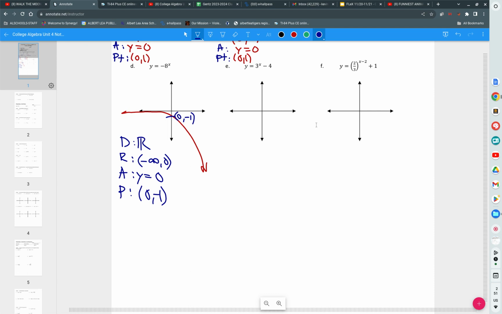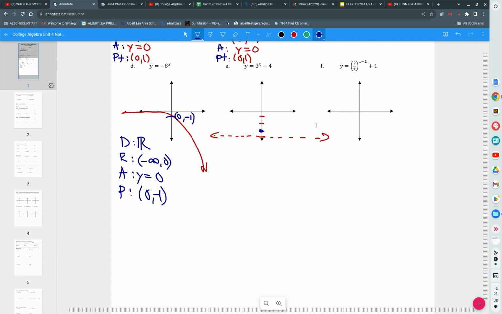What's going to be the transformation for letter E? Down 4 units. So this asymptote is going to move down 4 units. 1, 2, 3, 4. So instead of sitting at 0, the asymptote is going to sit down 4 units here. If it used to go through the coordinate 0, 1, and it shifted down 4 units, what's it going to go through now? 0, -3.